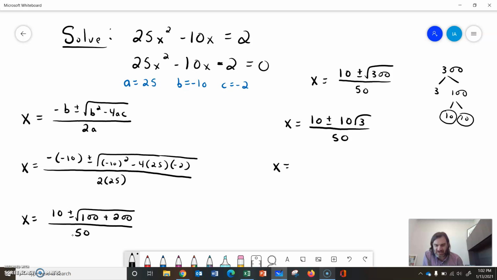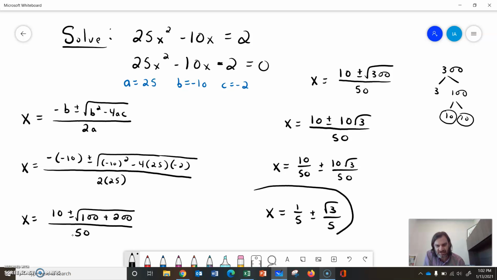And if I separate that into two fractions, it'll be 10 over 50 plus or minus 10 square roots of 3 over 50. And I can reduce both of those. So if I carry it as far as I can, x is 1/5 plus or minus the square root of 3 over 5, because 10 over 50 is 1/5. And while it wouldn't be convenient, you could calculate those two values on a calculator and try them out in the original equation, but it wouldn't be a lot of fun.